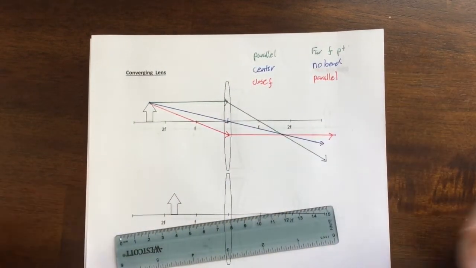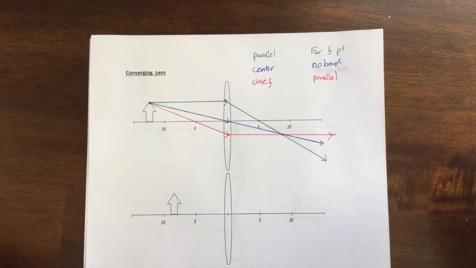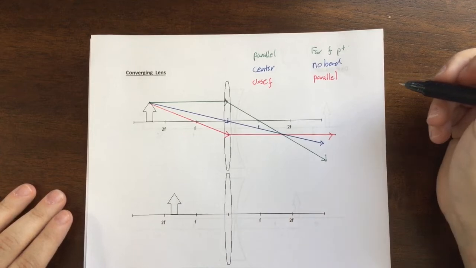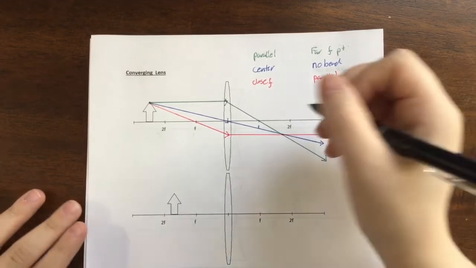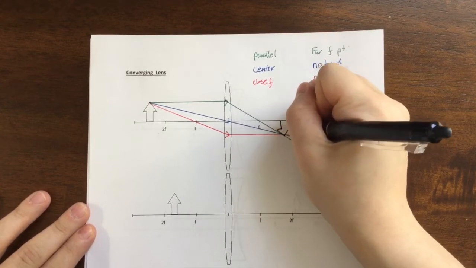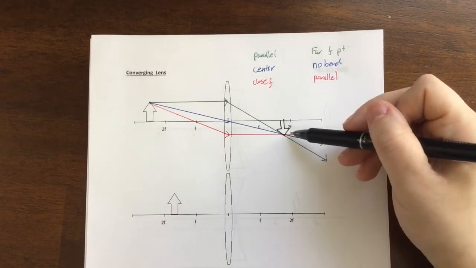In theory, all 3 of these rays should meet at the same point. Usually they get pretty close, but it gives you an idea of where it's supposed to be. Where these 3 rays meet is where the image is formed. That is our image.